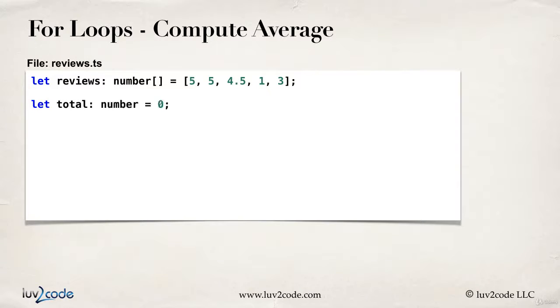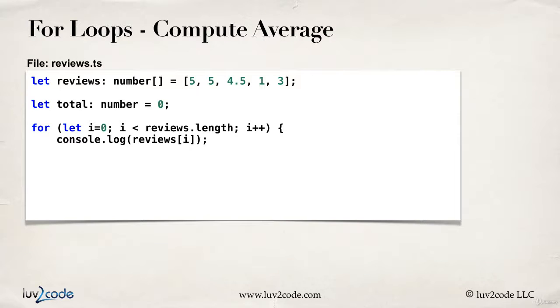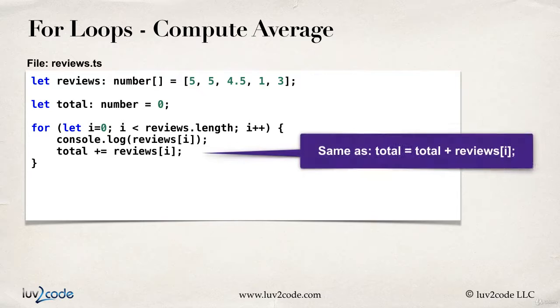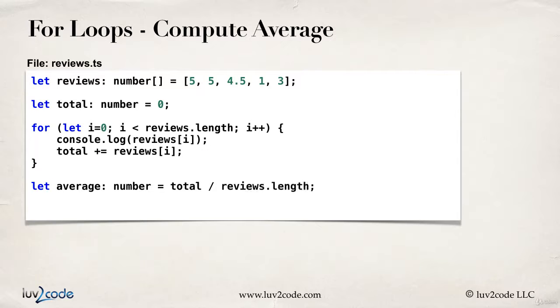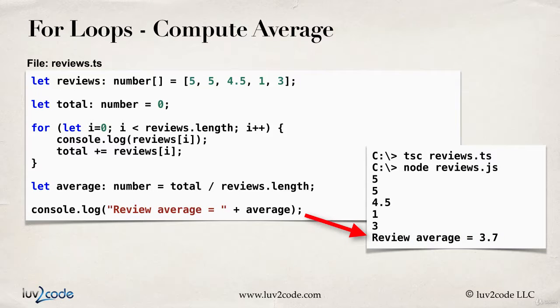So here I let total number equal 0, and then I have for i equals 0, i is less than reviews.length, console.log(reviews[i]), and here I say total plus equal reviews[i]. So this is the same thing as saying total equals total plus reviews[i]. So I have the total of the reviews here, and then I can compute the average by saying average equals total divided by reviews.length. And then I simply display that output. And then this will give us the results here. So the review average equals 3.7.